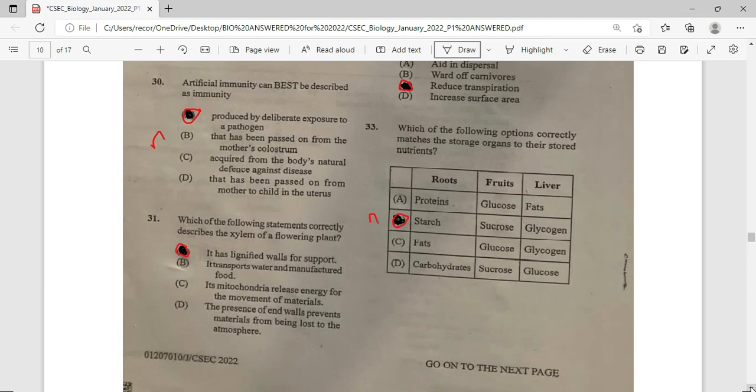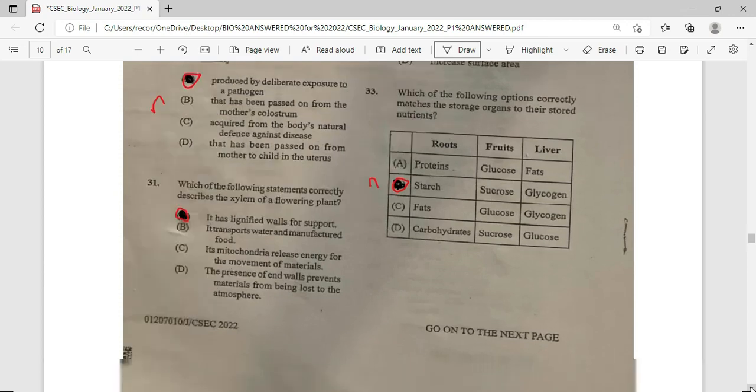33 is also a new question. Which of the following options correctly matches the storage organs to their stored nutrient? So root there being starch, we have fruit, sucrose, and then the liver, glycogen. Remember insulin, glycogen, liver? All right, great.